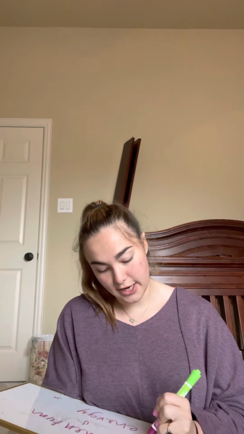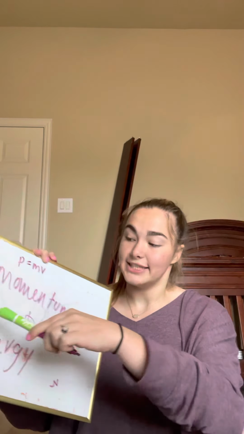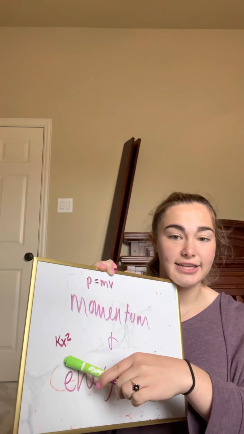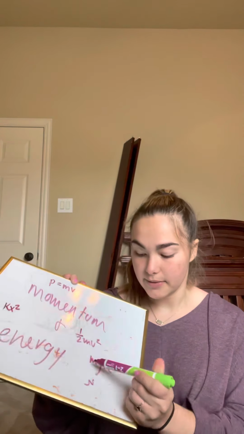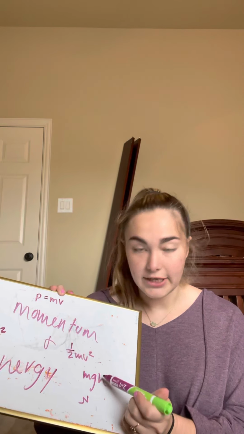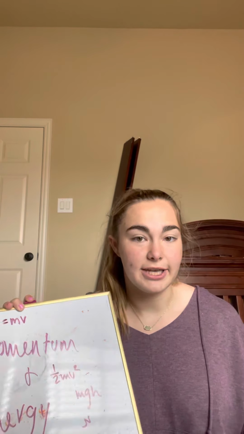But then there's spring energy, which is kx squared. That's the equation for spring, where x is the spring displacement and k is the spring constant. For kinetic energy, that is half mv squared. And then potential is mgh, which is mass times gravity times height. So basically the weight times the height.